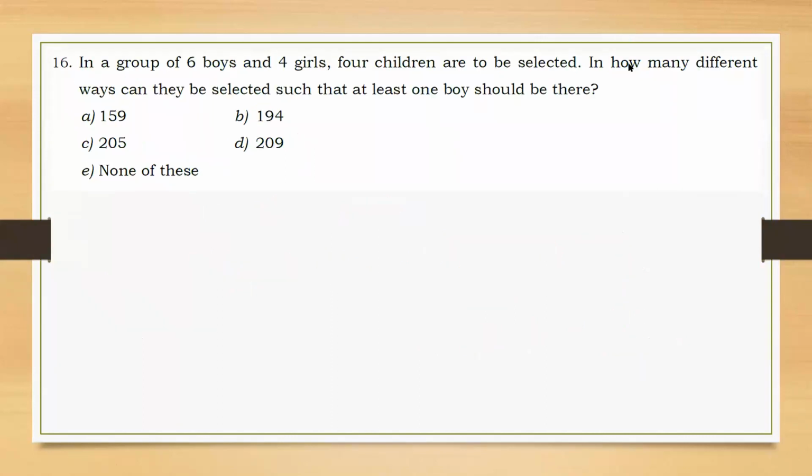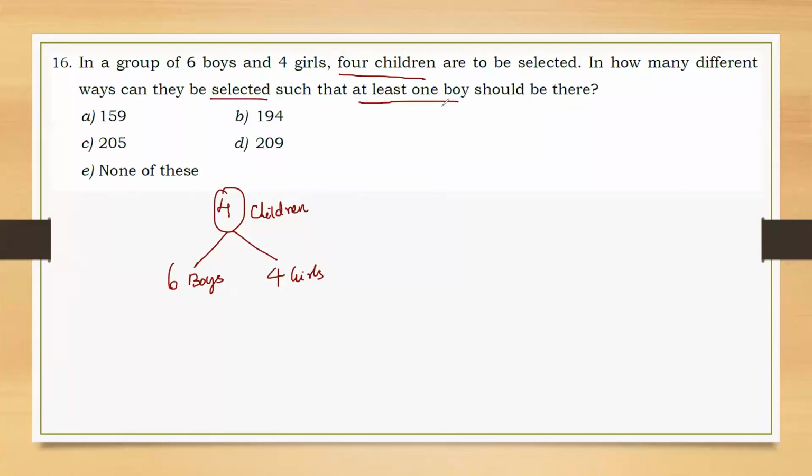So in a group of 6 boys and 4 girls, 4 children are to be selected. So we are going to select 4 children. We have 6 boys and 4 girls. In how many different ways can they be selected such that at least one boy should be there? At least one boy.